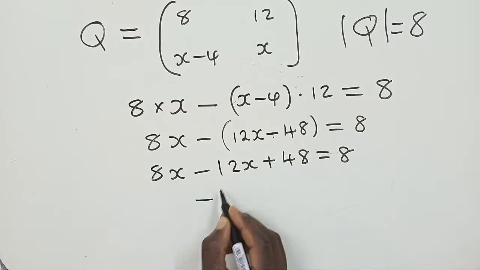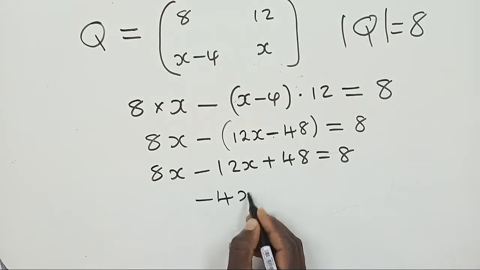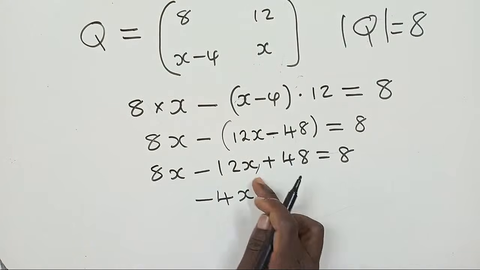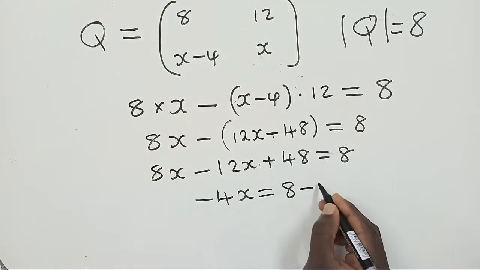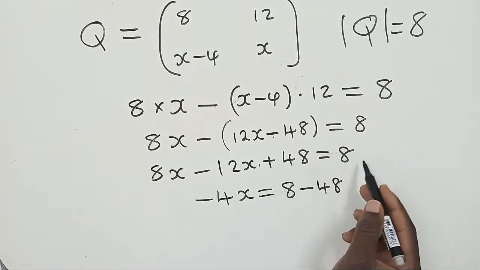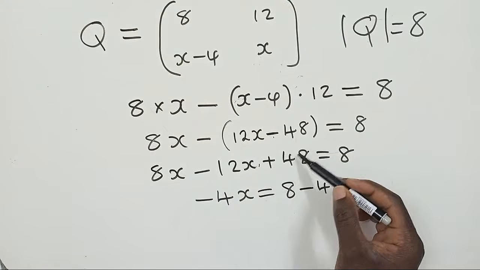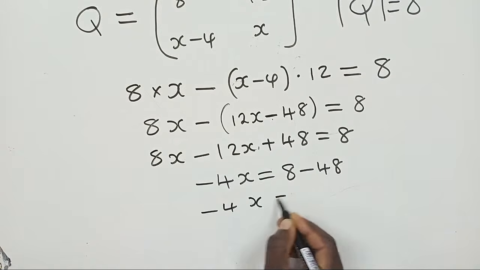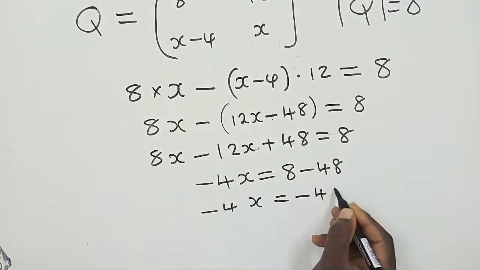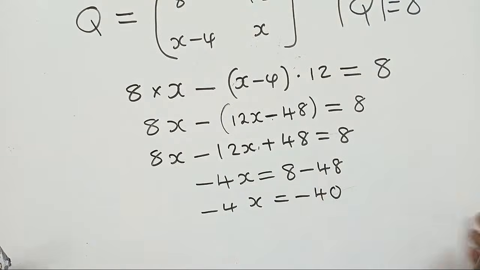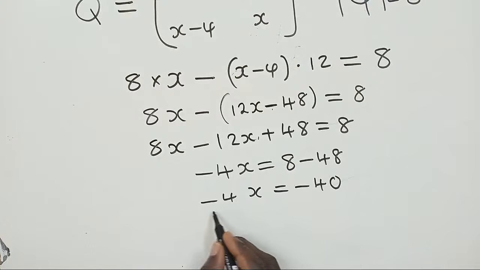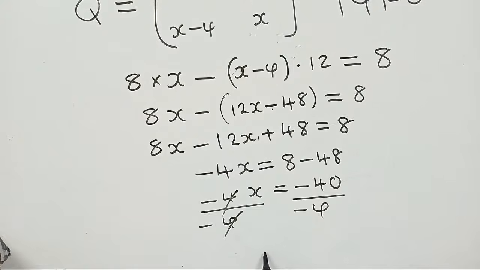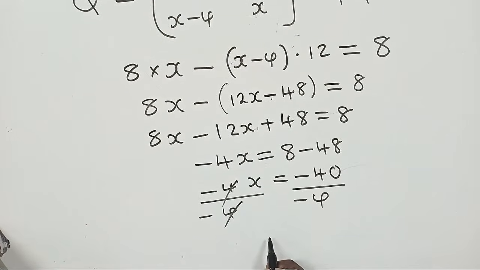We can solve it. Here we'll remain with negative 4x, because 8x minus 12x is negative 4x, which is equal to 8 minus 48. You subtract 48 from both sides, or you say this 48 crosses the equal sign. So thereafter, we can now solve for x. We have negative 40 this side, because 8 minus 48 is negative 40. We divide by negative 4 on both sides. Okay.